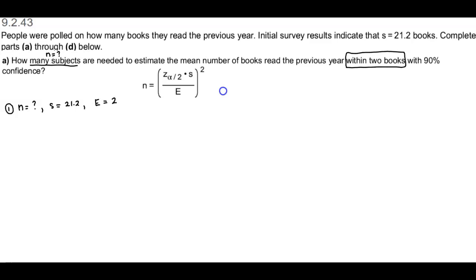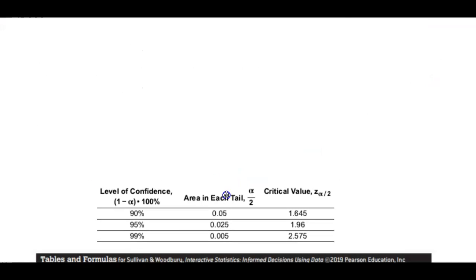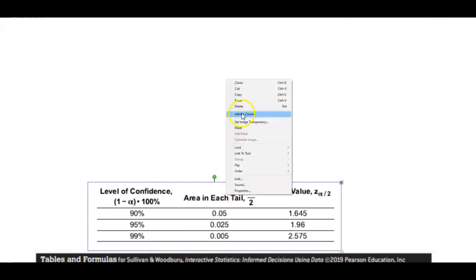Now we need to figure out what the critical value is in our problem. So we need to know what z alpha divided by 2 is. We know that we're using 90% confidence, so we can use the table for that. So I'm going to come down here and copy this table.